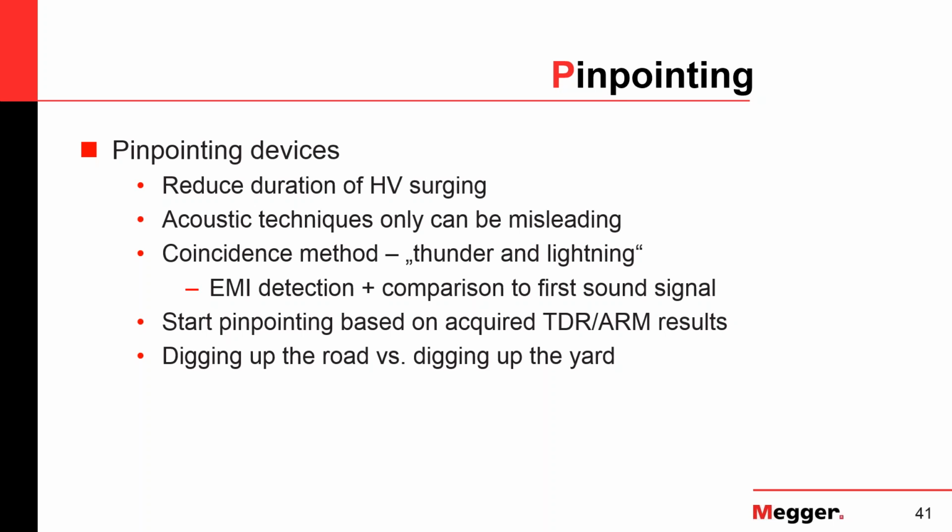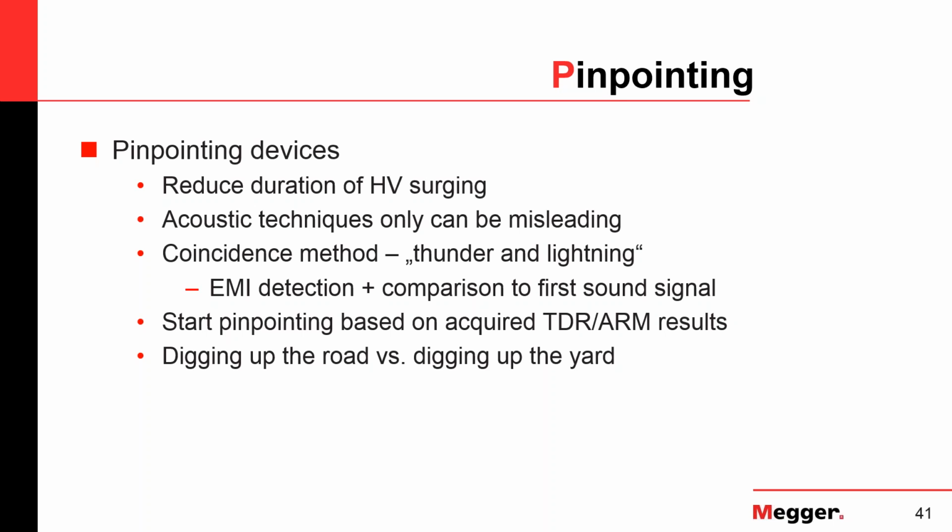Older methods were purely acoustic, and the problem with that is that as soon as you run into concrete or different soil material where the sound waves are propagating at a different speed, or in very noisy environments, right next to a road is a classic example, you can run into problems there. So the method of choice today is the so-called coincidence method, or simply called the thunder and lightning. And it's the same idea.